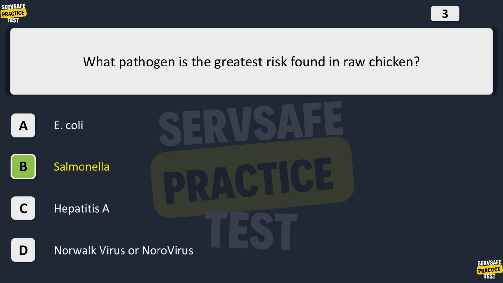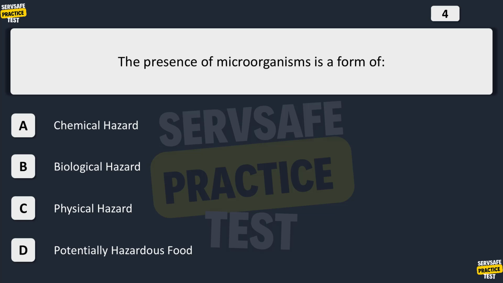practices. The presence of microorganisms is a form of A. Chemical hazard. B. Biological hazard. C. Physical hazard. D. Potentially hazardous food.